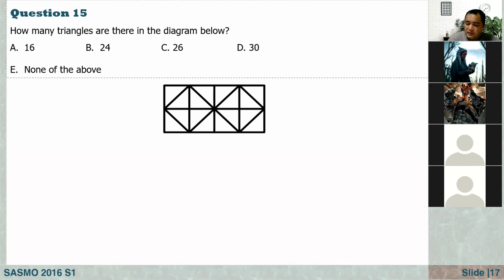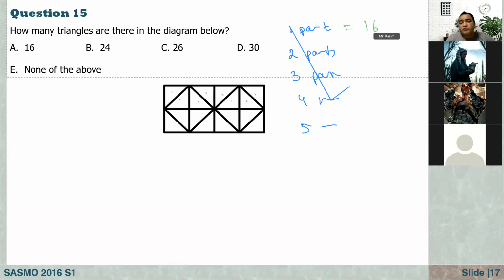Anyway, here the method is, Selin, can you just count like this? Triangles which have only one part, and triangles which have two parts, and three parts, and four parts, and five parts, and six parts. For example, how many triangles have one part here? It is 16, right? As you see here, 1, 2, 3, 4, 5, 6, 7, 8, and also the down part, it is 8. So it is 16.